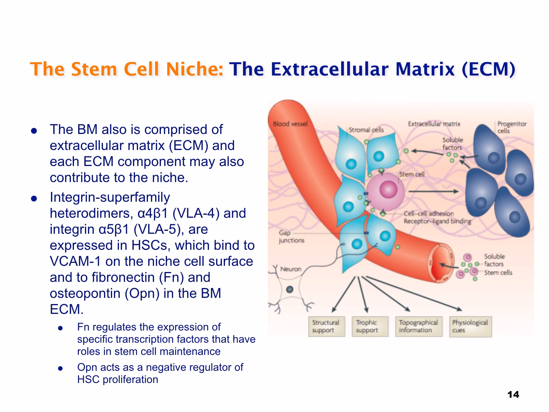Cells express receptors that are members of the integrin superfamily. These are heterodimers, and in the hematopoietic stem cell compartment, hematopoietic stem cells express VLA4 or integrin alpha 4 beta 1 and VLA5 or integrin alpha 5 beta 1. These bind to fibronectin and osteopontin in the bone marrow ECM. It's been shown that binding to fibronectin regulates the expression of specific transcription factors that have roles in stem cell maintenance.